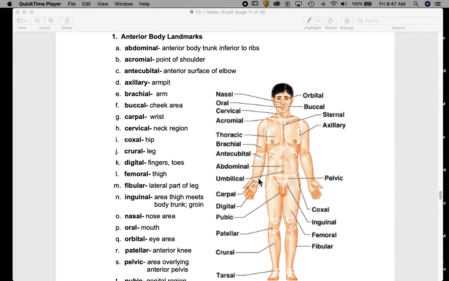Coxal. Coxal are these hip regions right here and right here. You can see the word. The bone, collectively, it's made of 3 bones fused together. The hip bone is called the coxal bone. So that region is named after that.